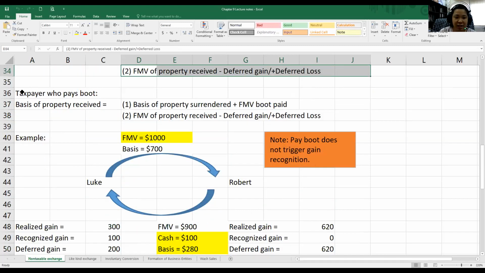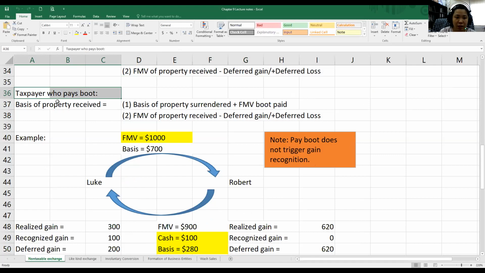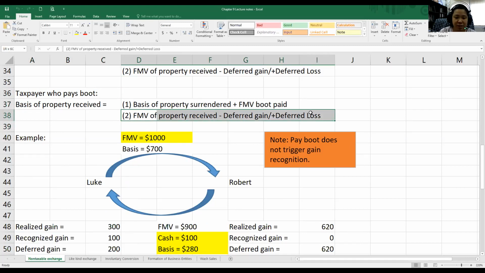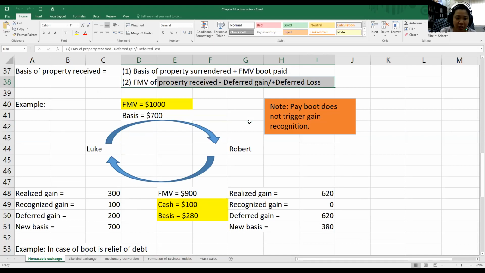If you are the taxpayer who paid the boot, the basis of property received will be equal to basis of property surrendered plus any fair market value of boot paid, or the second formula is equal to fair market value of property received minus deferred gain or plus any deferred loss. Okay. Now let's look at an example here.